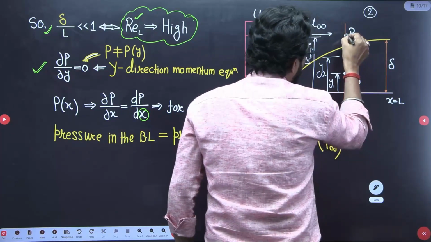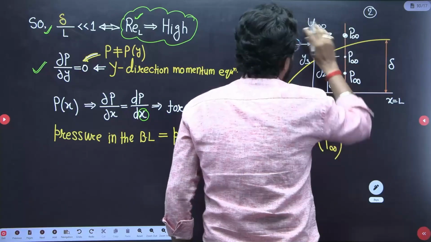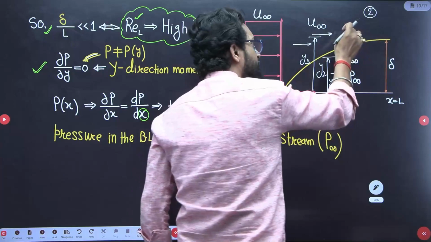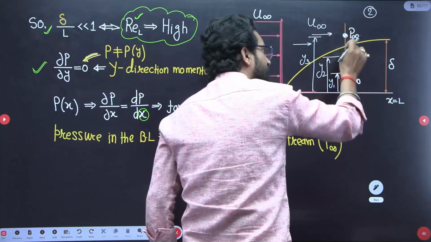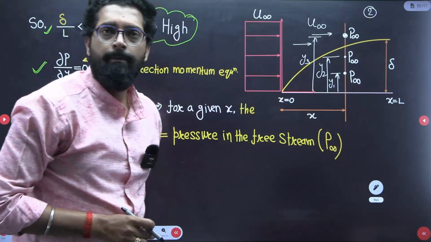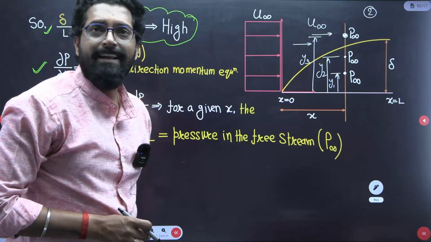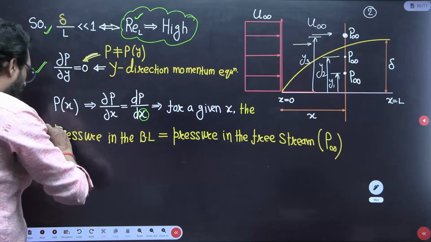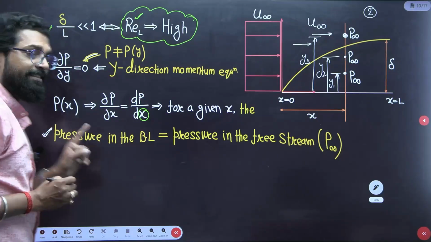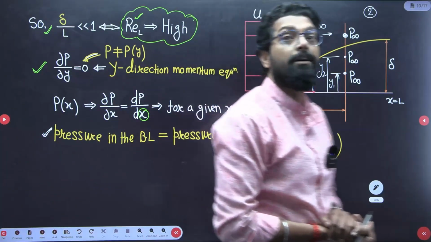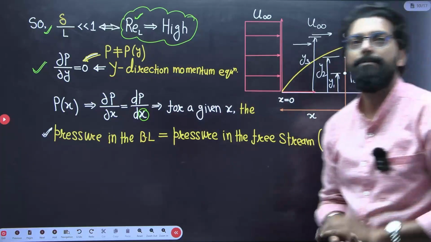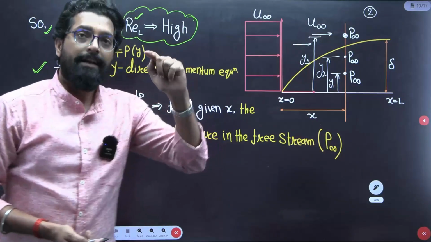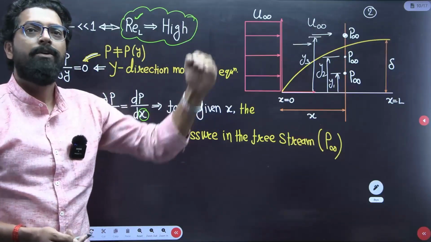So what is the pressure of the free stream? The free stream is above the boundary layer. The pressure within the free stream is the same as the pressure in the boundary layer. That is the conclusion of the Y momentum equation. This is a very important conclusion. It means the pressure does not change with respect to Y.